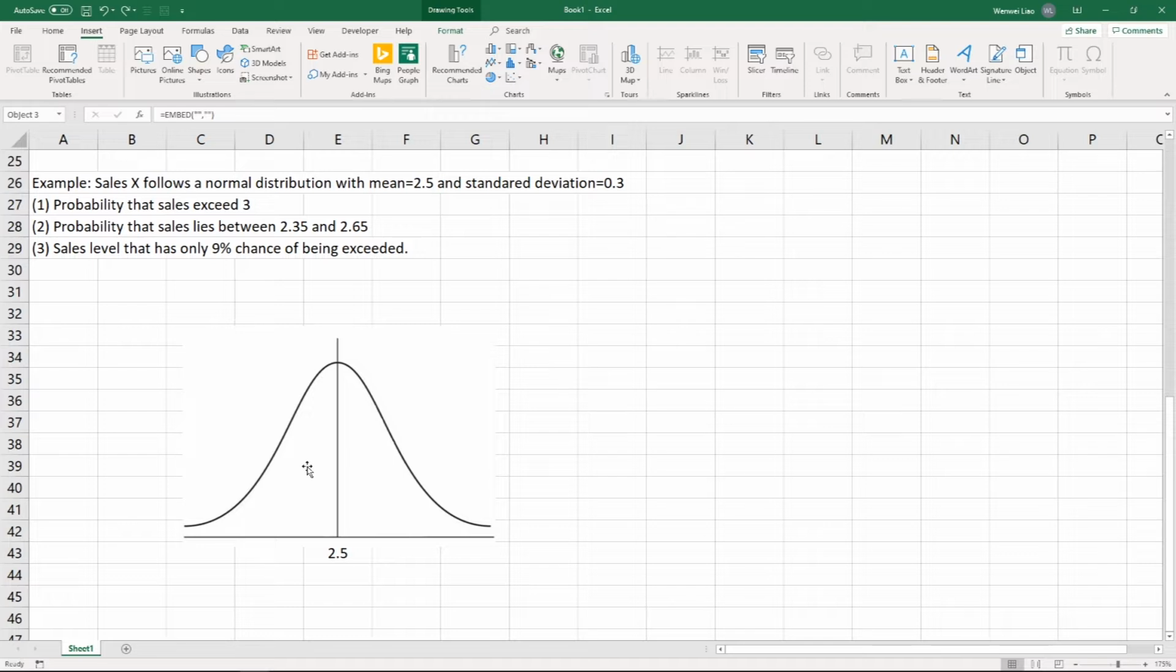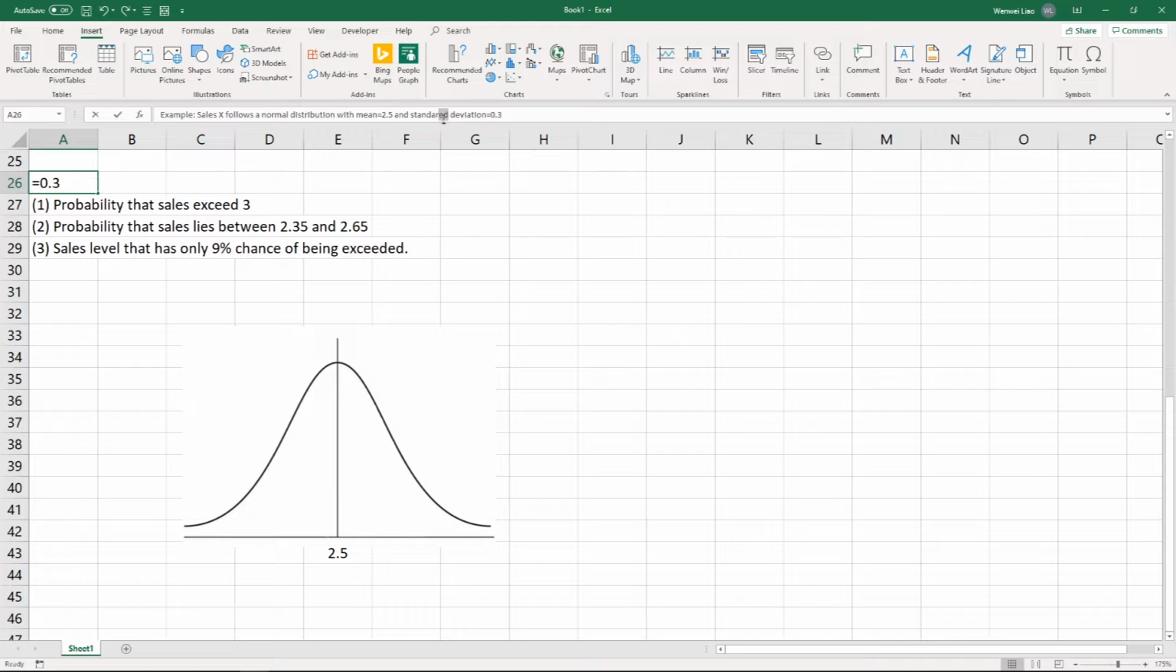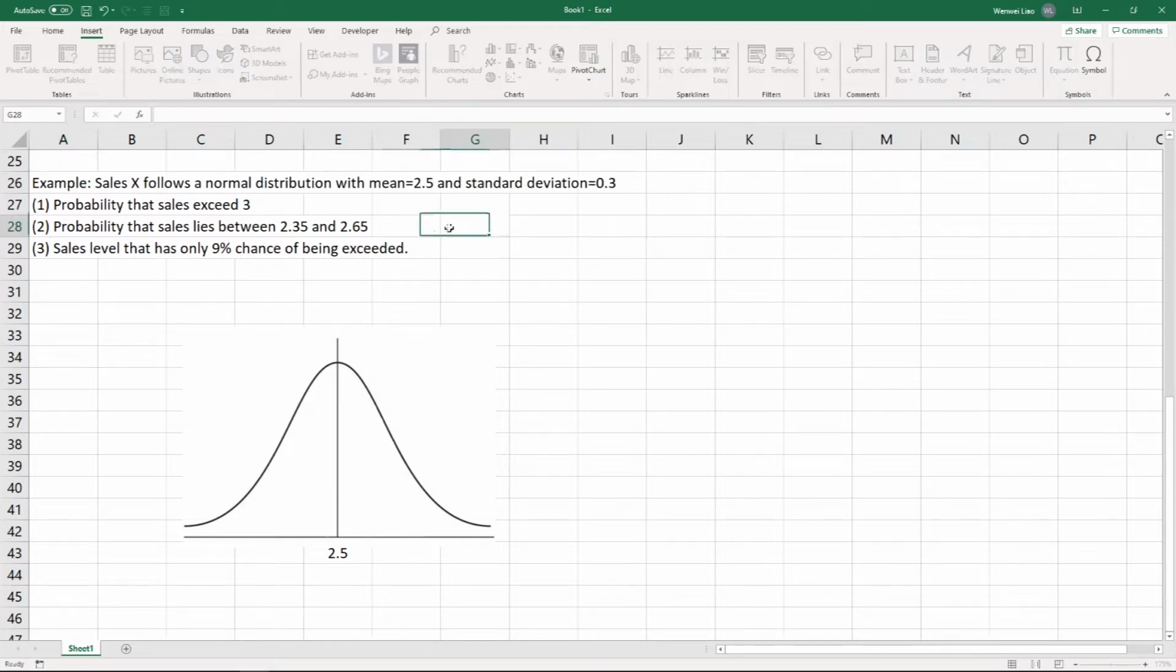Now let's look at a problem about normal distribution. Sales X follows a normal distribution with mean equals 2.5 and standard deviation equals 0.3. The first question is the probability that sales exceeds 3.